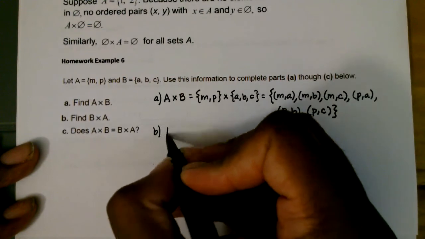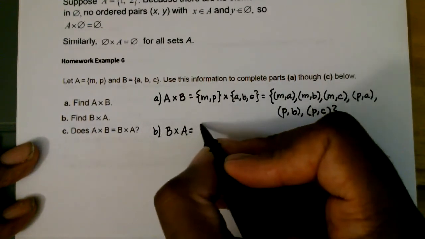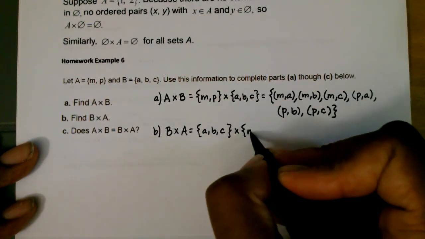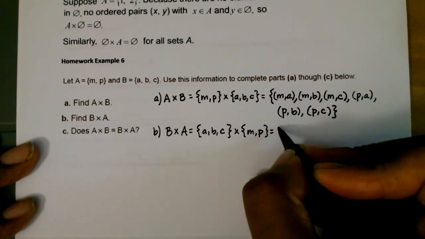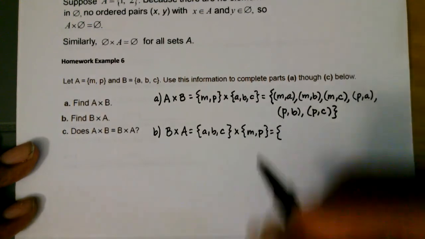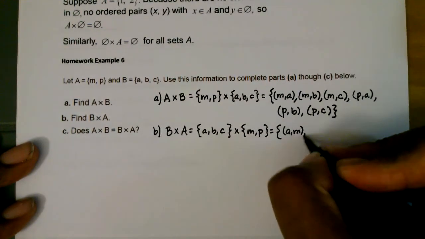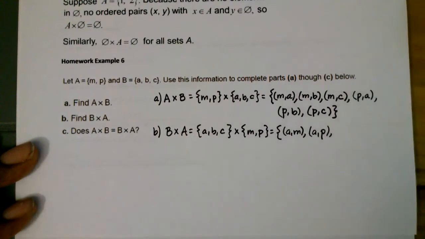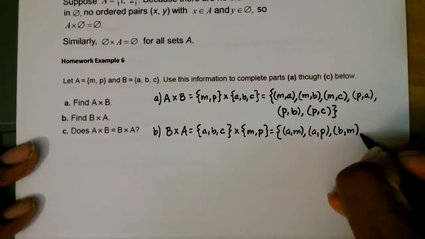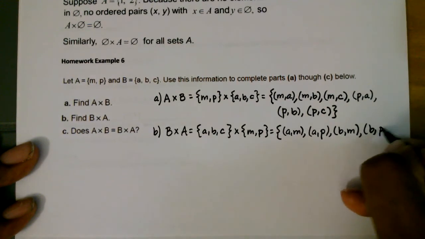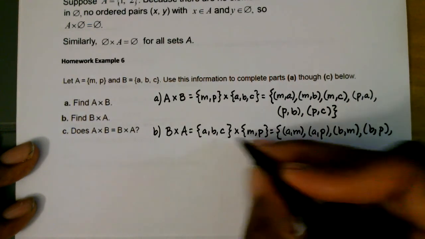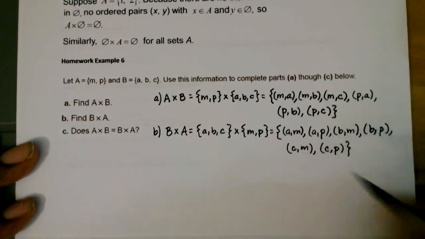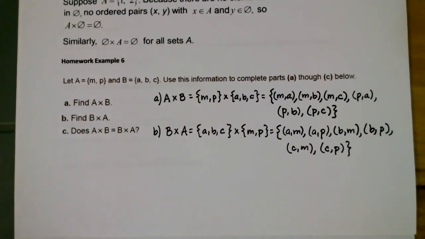And now part B, the cross product of B and A. So now you have A, B, C for set B, and then M, P for set A. This time A would be paired with M, and A would be paired with P. Now B would be paired with M, and B would be paired with P. And finally, C will be paired with M, and C will be paired with P. Okay, so that's the cross product of B and A.